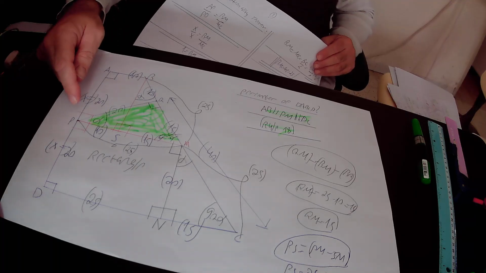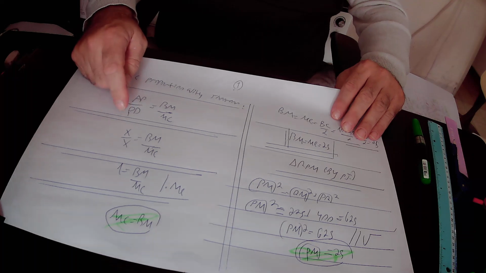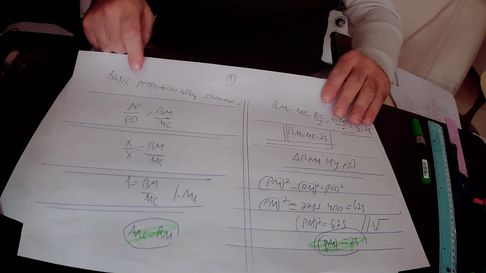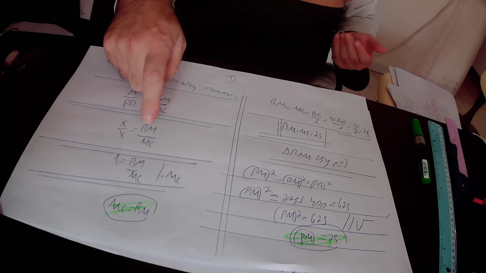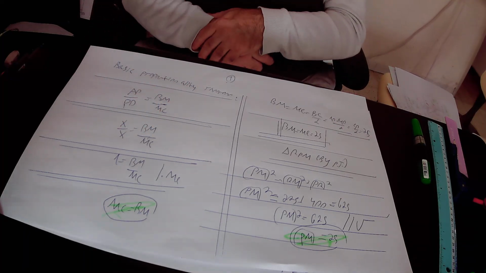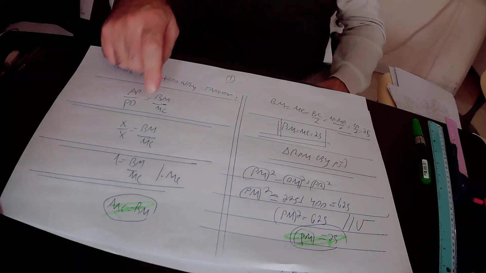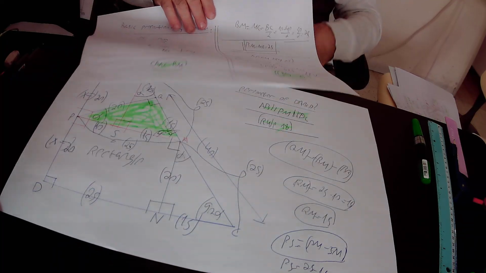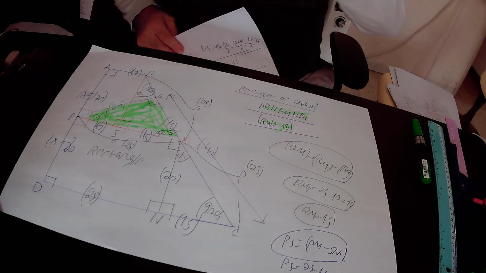So AP over PD is X over X, and it equals BM over MC. X over X is 1, so 1 equals BM over MC. Multiplying this equation by MC, we find that MC equals BM, or BM equals MC.